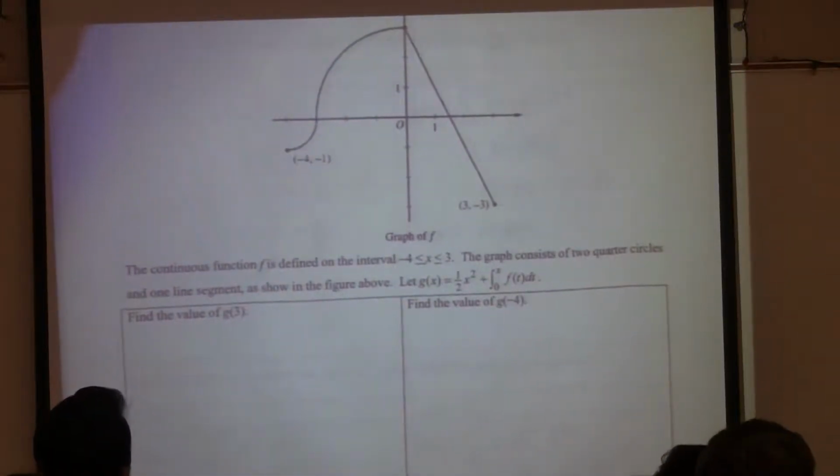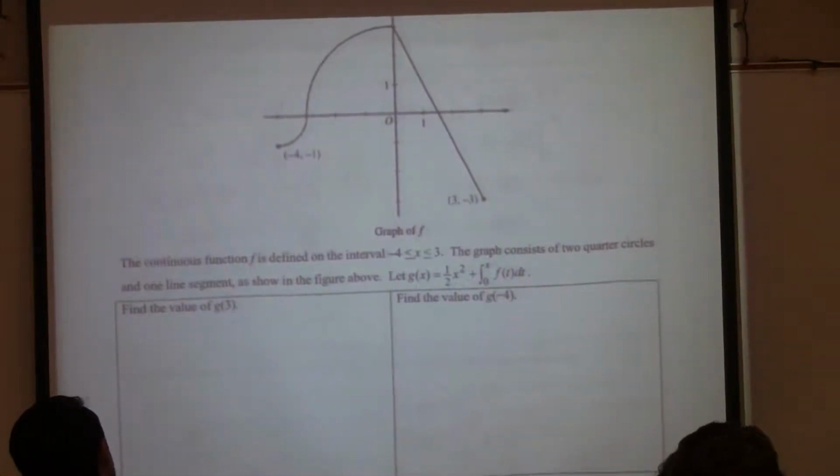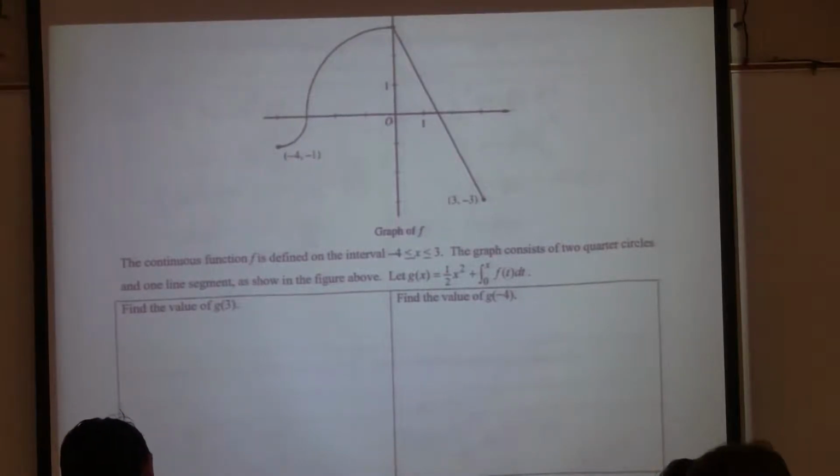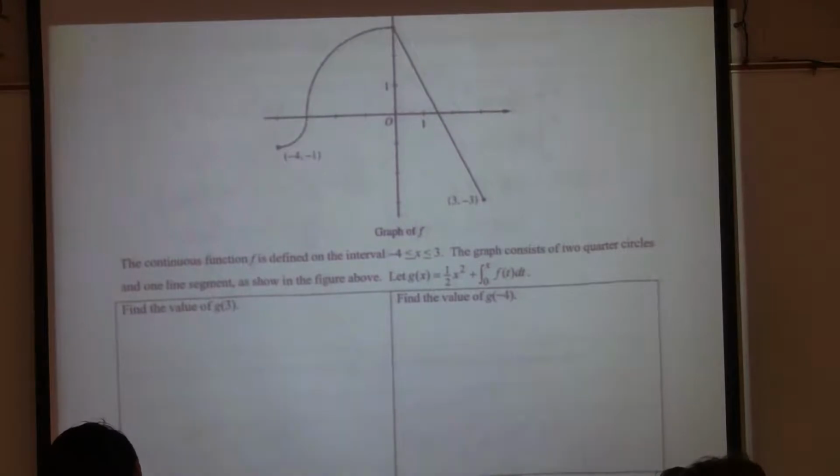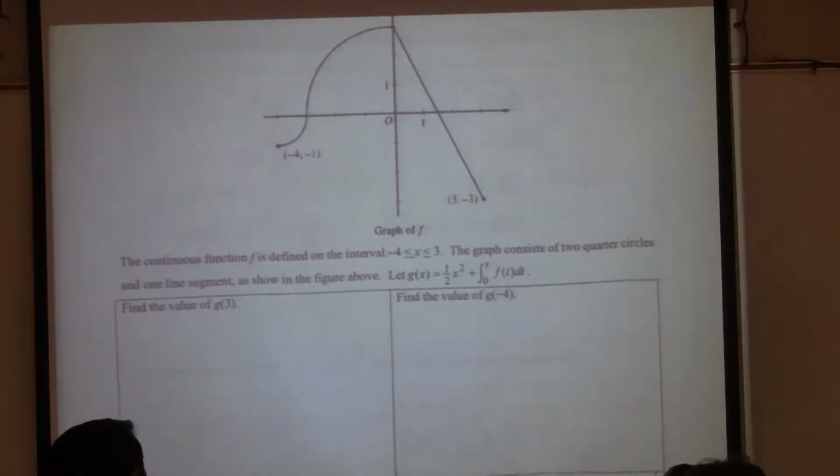Speed round, let's go, quick, boom! The continuous function f defined on the interval -4 to 3, the graph consists of 2 quarter circles and one line segment, as shown in the figure above. The g of x equals 1/2 x squared plus the integral from 0 to x of f of t dt. Good? Yes. Alright, gotta read that fast on the test, okay?